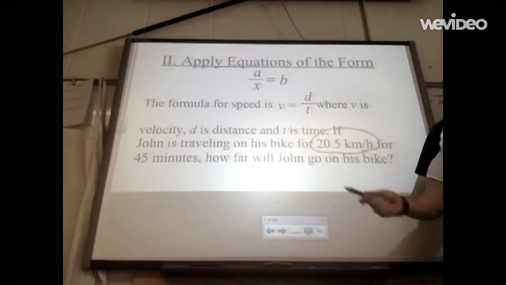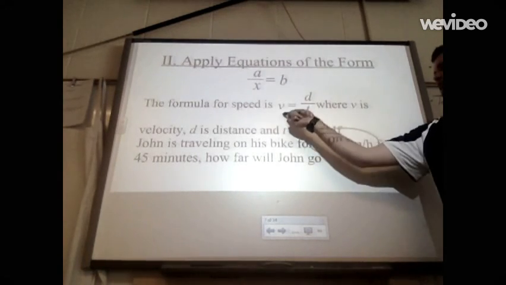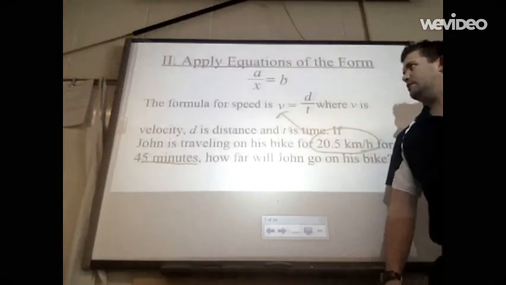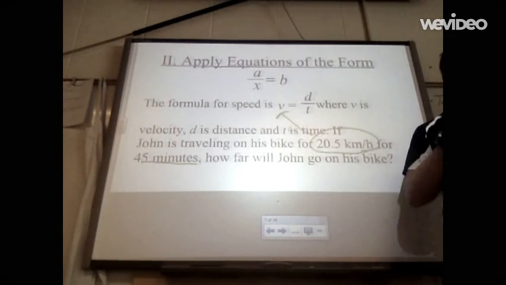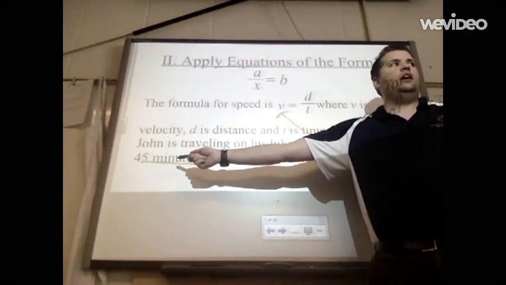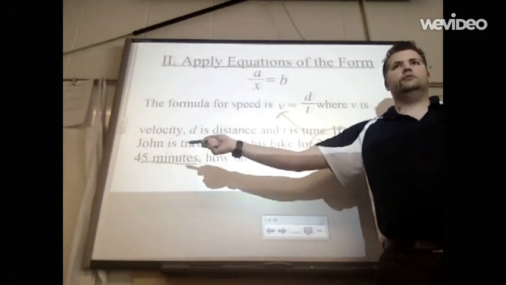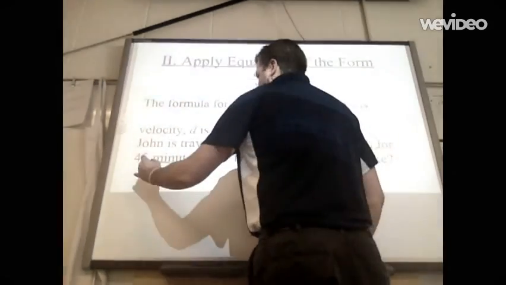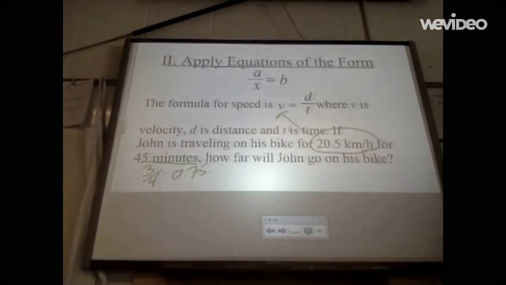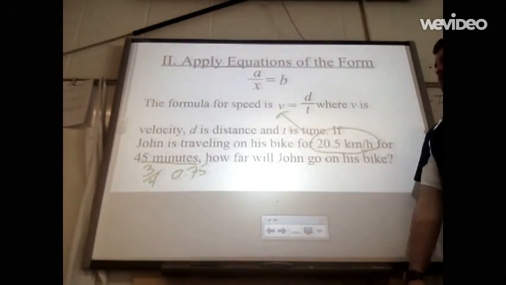So what is 20.5 kilometers per hour? What does it go into? Yeah, this is the speed or velocity. Okay, you have a time of 45 minutes. So that's time. However, this is in hours. This has to get changed to hours. 45 minutes is how many hours? 3/4. So you can say 3/4 or 0.75. Either one will work. And you want to know how far he's going, so you're going to find distance.